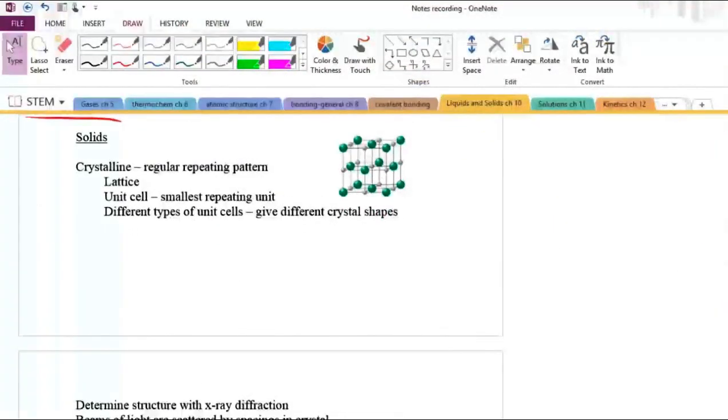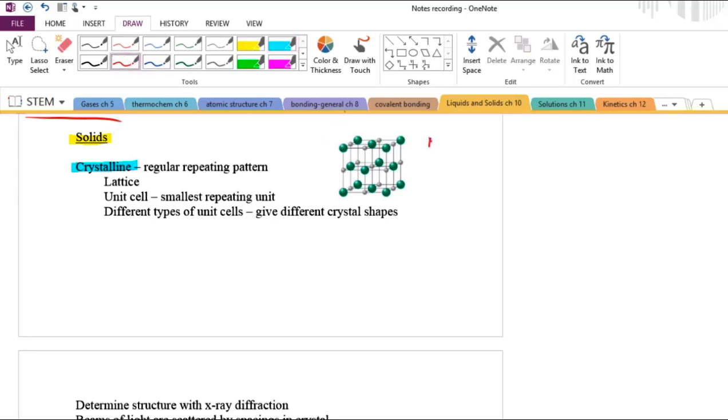Okay, so we talked a little bit about liquids. Let's talk about some solids. We have several different types of solids. So the first one we're going to talk about are crystals or crystalline solids, where we have a regular repeating pattern. Here is an example of one.